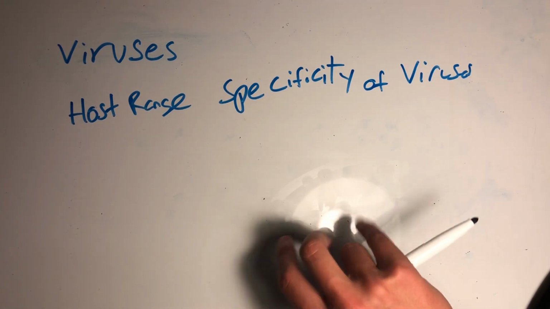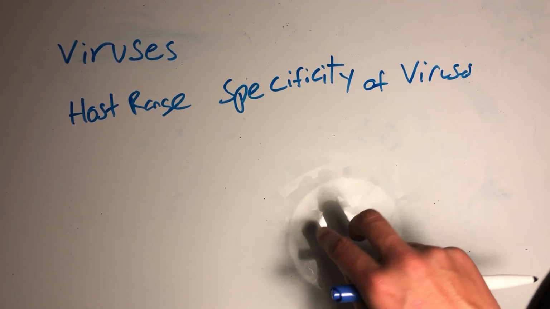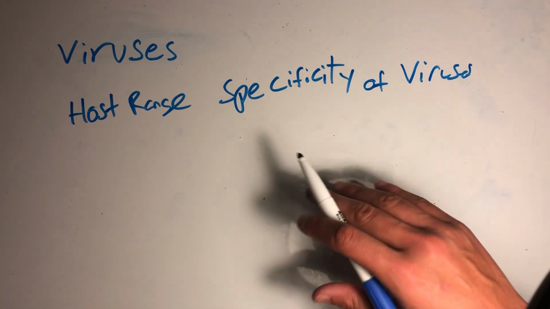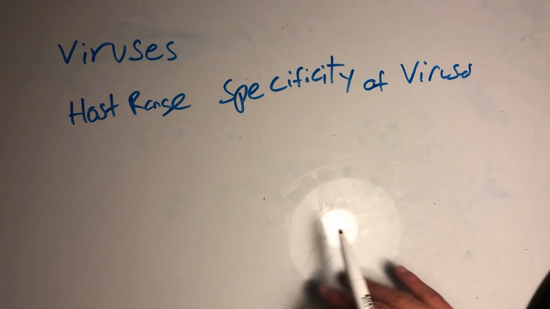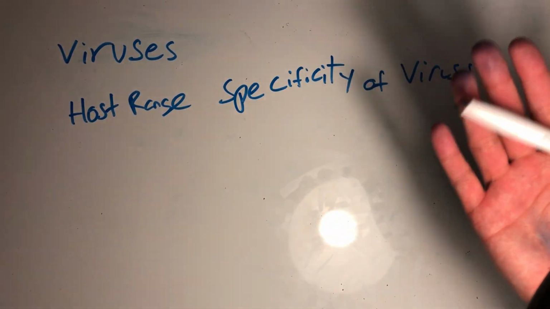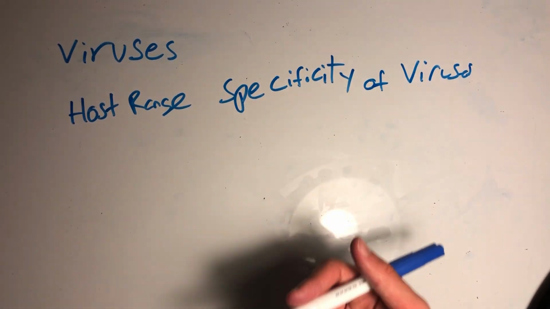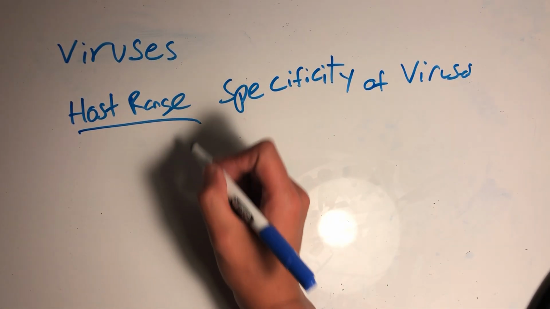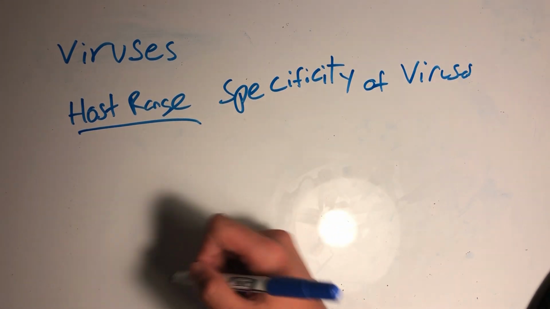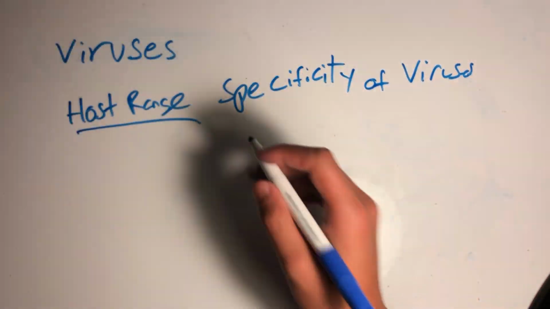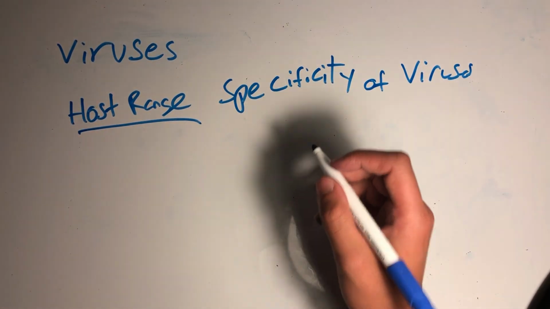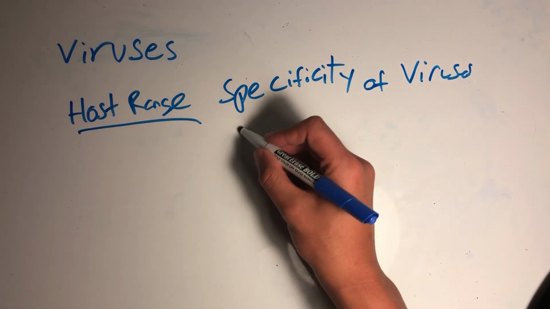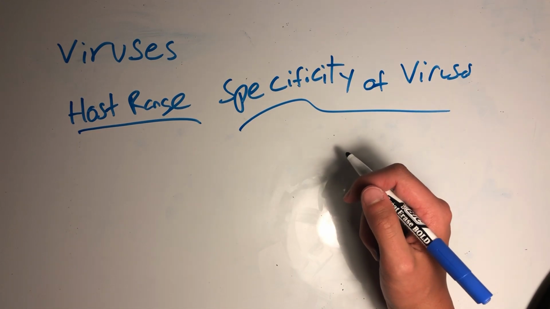They can be grown in things like monkey kidneys, but it's not really affecting any of the people who are researching them. So they don't really need to put a bunch of protection in place to avoid getting viruses from all the research, right? So that's basically host range and specificity of viruses. Hopefully by the next video I can try pronouncing that correctly.